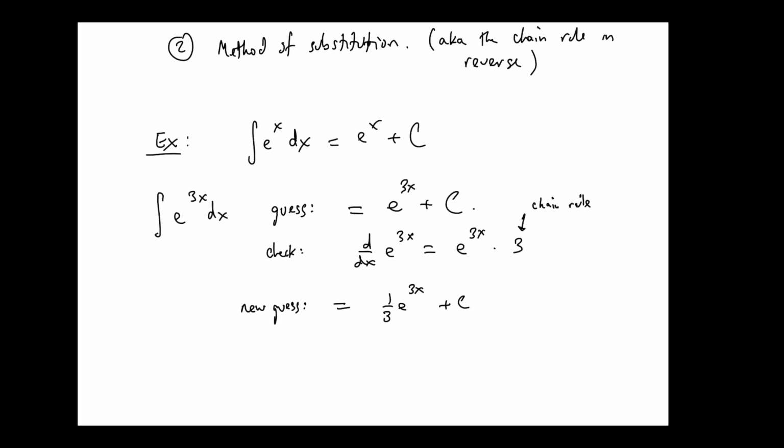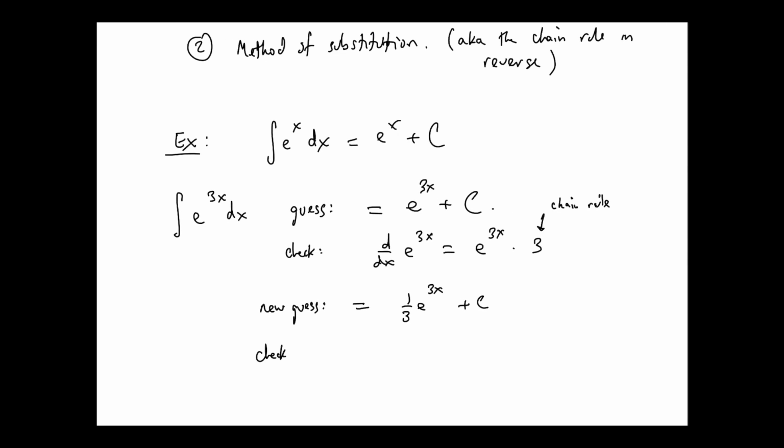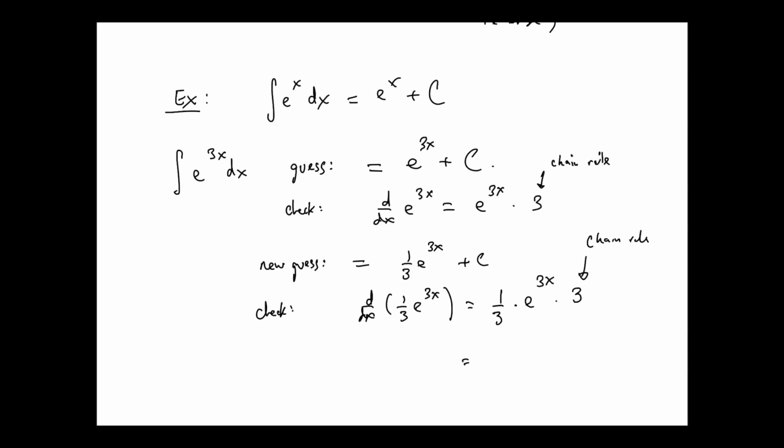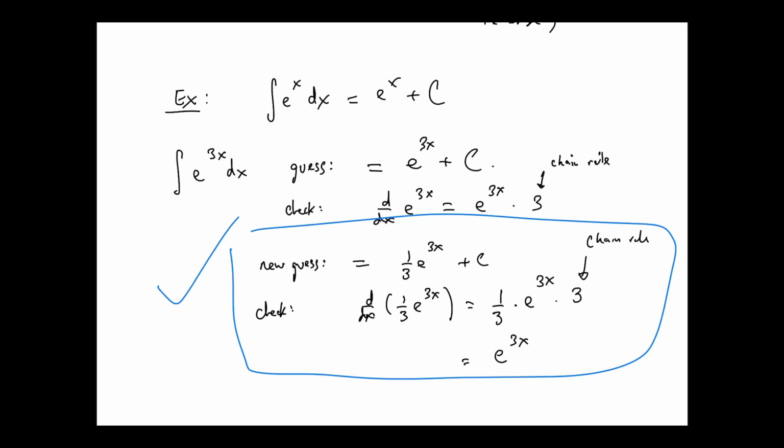Because when we take the derivative of that, we'd get 1/3 times e to the 3x times 3 by the chain rule. But then what happens to the 3 and the 1/3? They cancel, leaving us e to the 3x, which is what we started with. Okay, so we've got it. It's that.